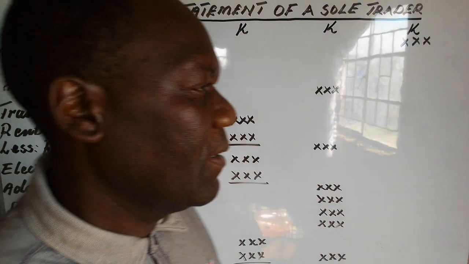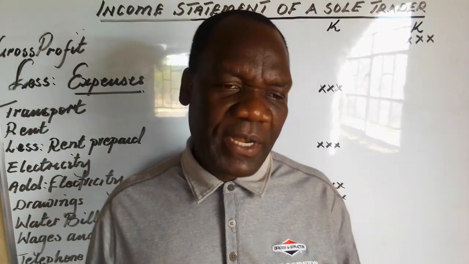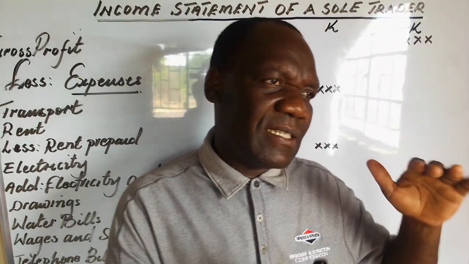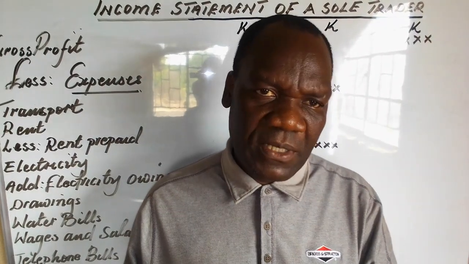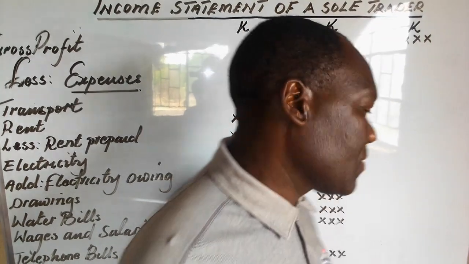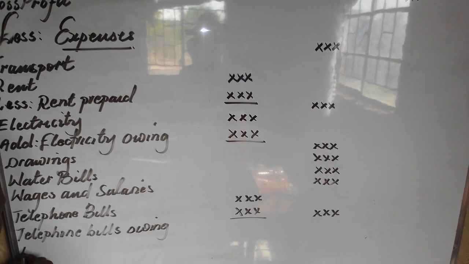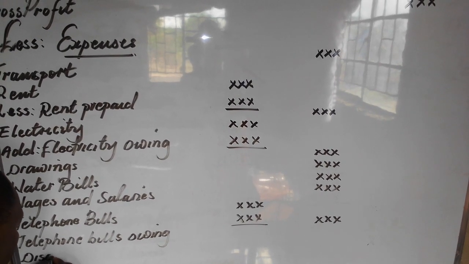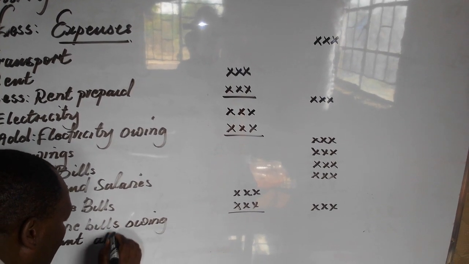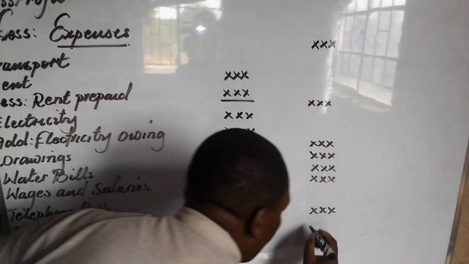The next one is discount allowed. You sold the goods, and when you sold the goods, you allowed a discount. Instead of selling at the original price, you reduced it. So you gave away a discount. That is an expense to the organization. So discount allowed comes there.